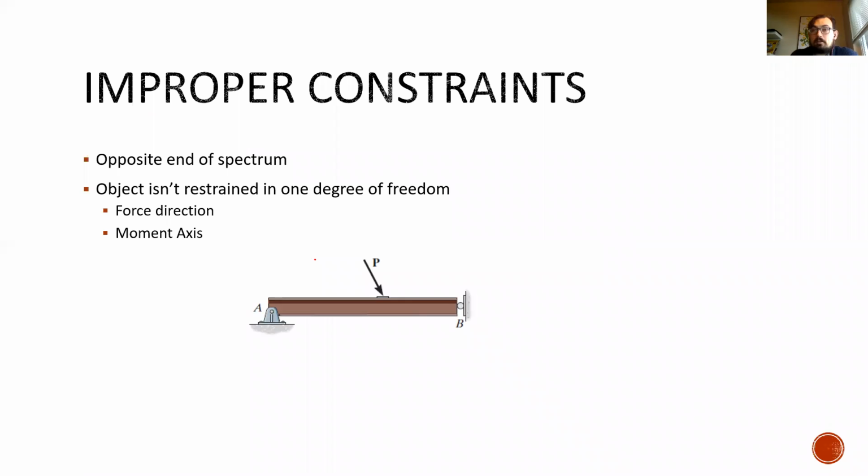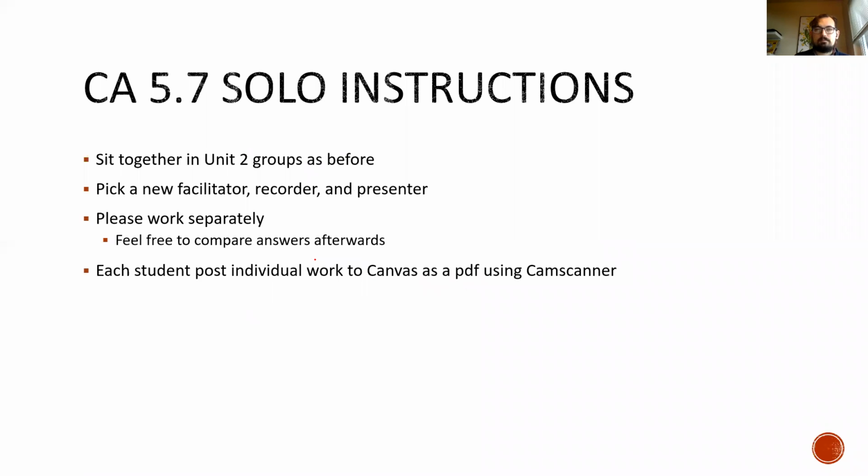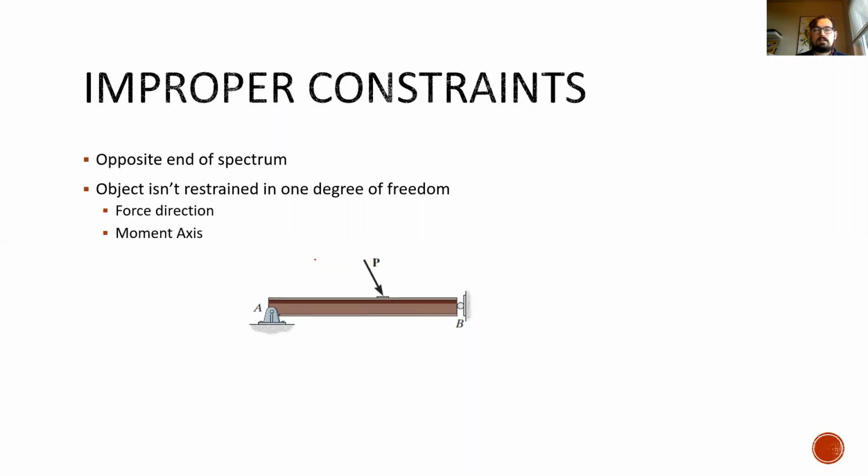All right, so our other case, kind of the opposite end of the spectrum from having redundant constraints, is this idea of having improper constraints. This is saying, hey, we're actually not constrained in one of our degrees of freedom. When we're talking about degrees of freedom, that could be a force direction, or it could also be a moment axis.